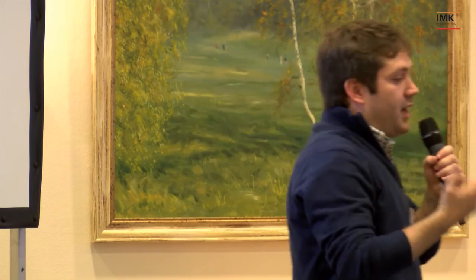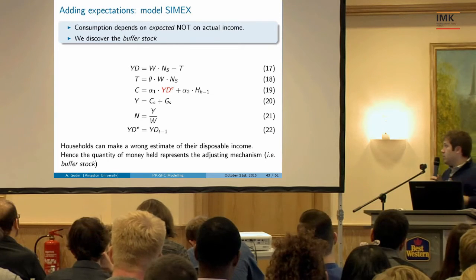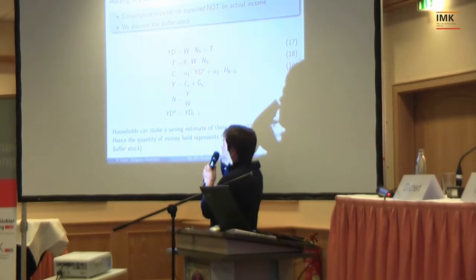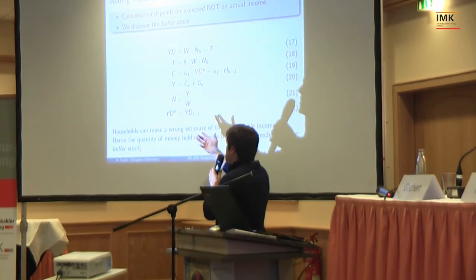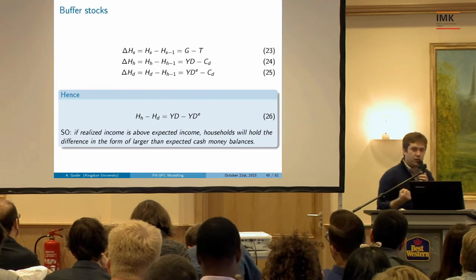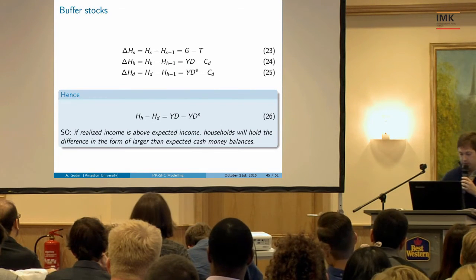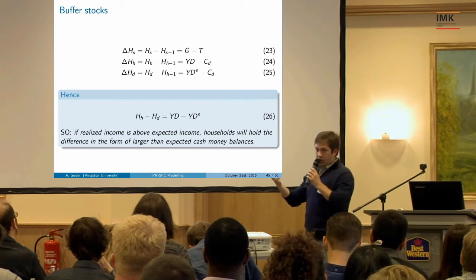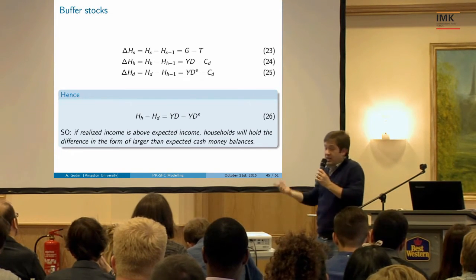Okay? So what happens when you do this? Well, now, because households can make a mistake in expecting their disposable income, you need something to absorb these imbalances. You need something to absorb the fact that they might be wrong. And that thing that absorbs that is actually a stock. And in this case, there's only one stock, so it's cash.